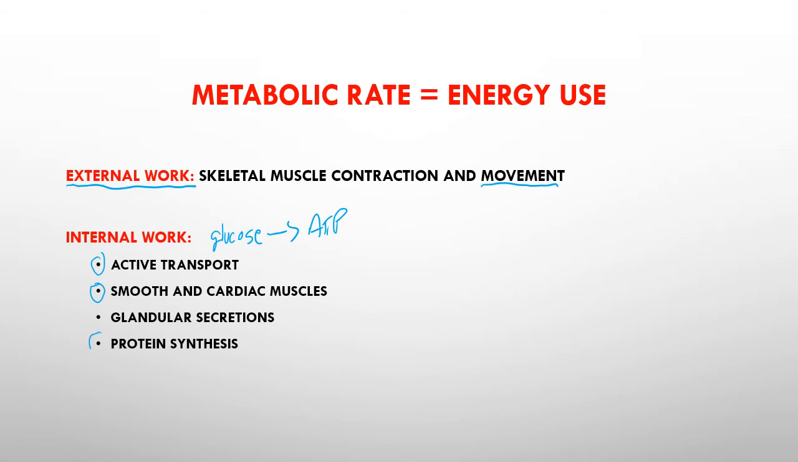We need energy in order to make proteins, and so that kind of goes along with the glandular secretions as well. So as we're manufacturing those hormones from the glands and making them, this all requires a certain amount of energy every day. And so we have essentially what we would call our basal energy needs. And so we have this amount of energy that is there throughout the day.